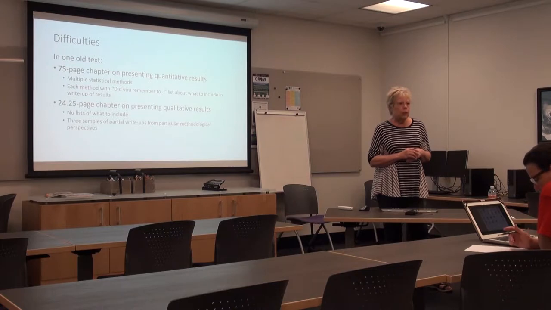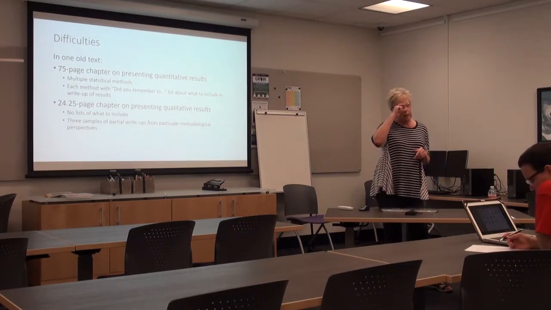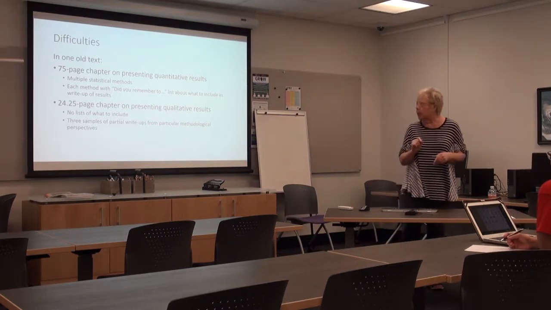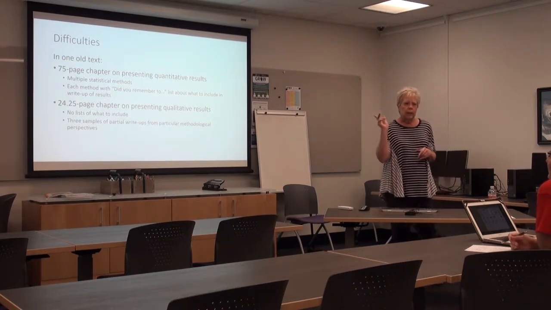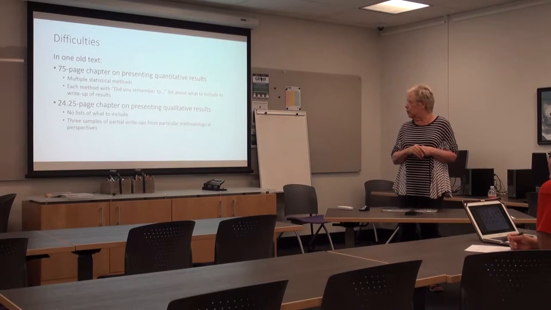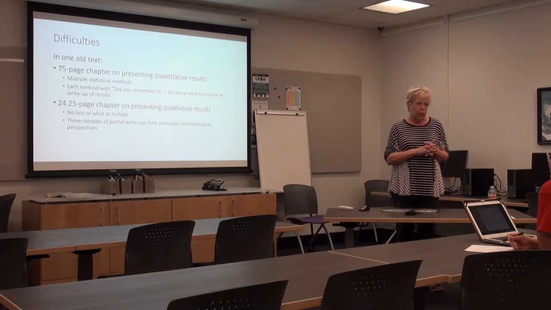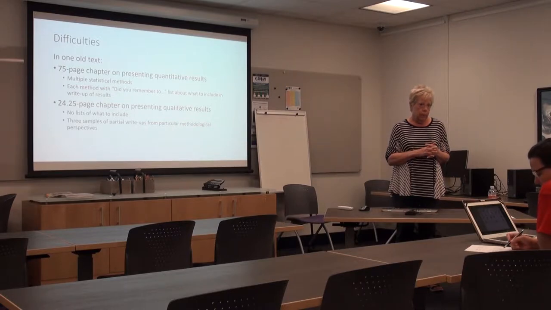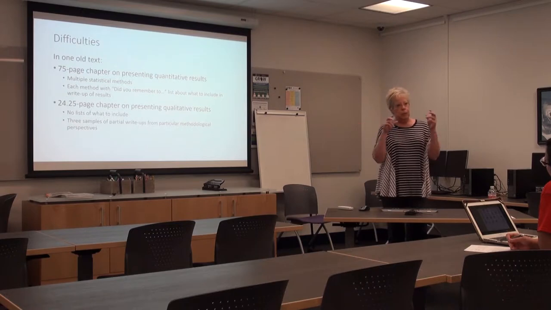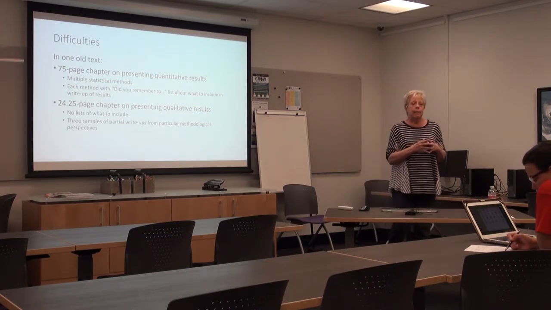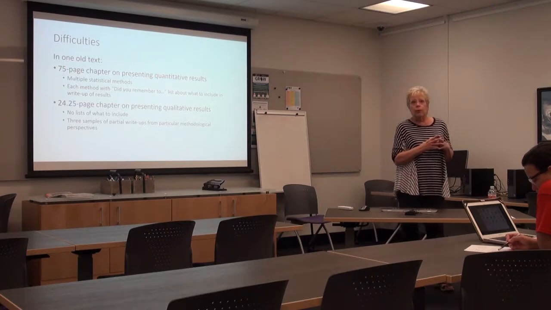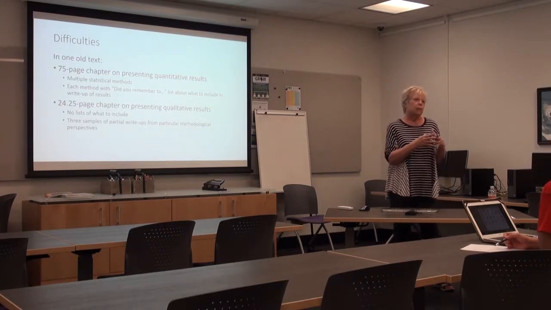The qual chapter had 23 pages plus about this much. I was generous when I said 24 and a quarter. Actually, it was 23 and a quarter on presenting qualitative results. There were no lists of procedures because there are so many and they vary so much among traditions, but also within traditions. There was no, did you remember to include this or that, for the same reason.